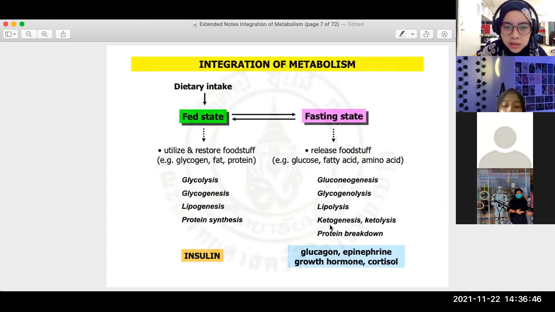So for us to remember, in the fed state, we have excess glucose in our bloodstream, so we are trying to utilize it and also store it. Whereas in the fasting state, there's a reduction of blood glucose level, so we are trying to increase the blood glucose level, right?